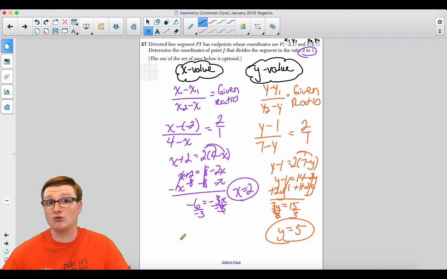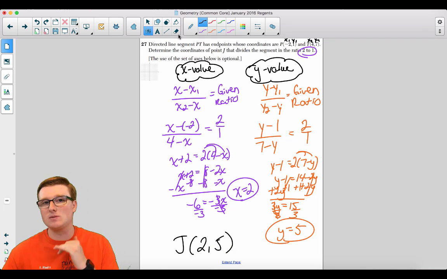Now, in order to get full credit, it says determine the coordinates. So that means you actually need to write the coordinate. J is (2, 5). Okay? So that's how you do it algebraically. I am now going to show you how to do it graphically.